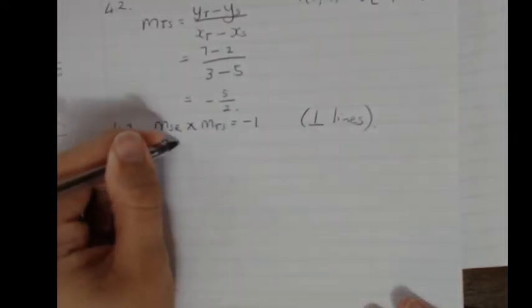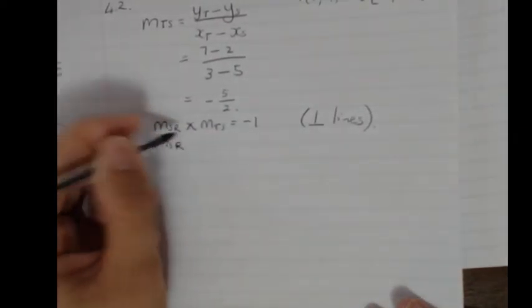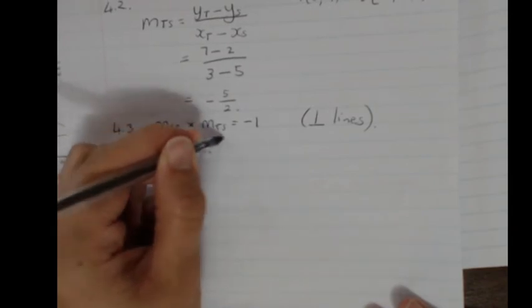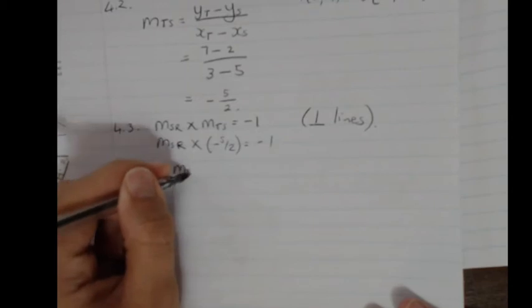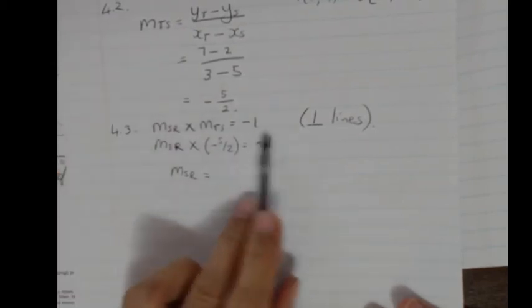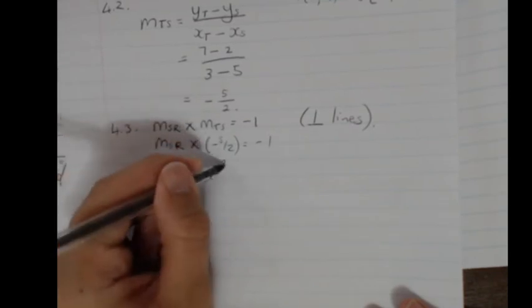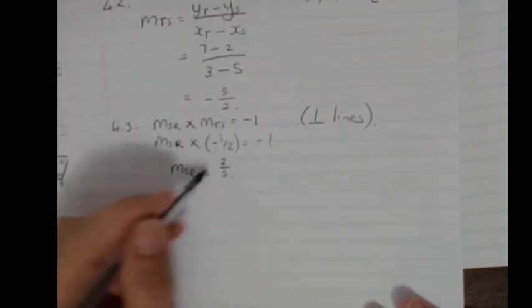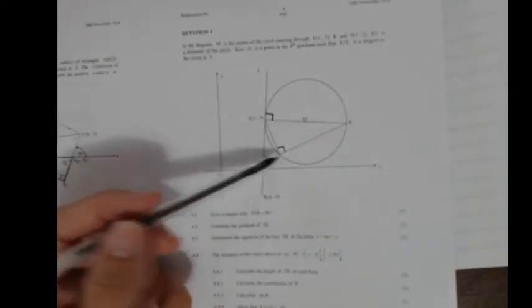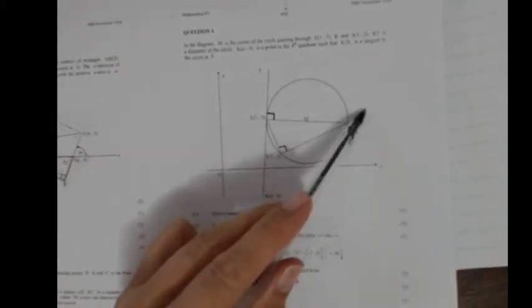So I can use this to calculate the gradient of SR times -5 over 2 is equal to -1. Then the gradient of SR is -1 divided by -5 over 2, which is going to be positive 2 over 5. Gradient of SR is 2 over 5, and the point (5, 2) lies on this line.